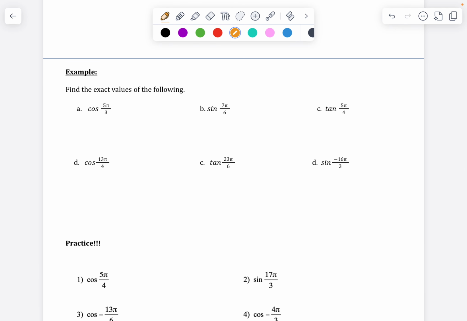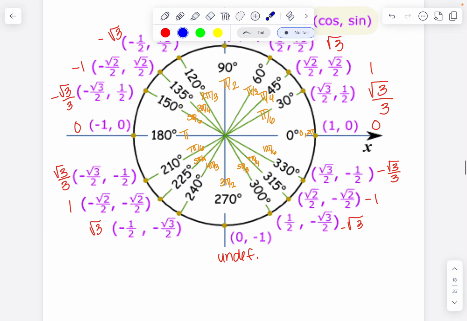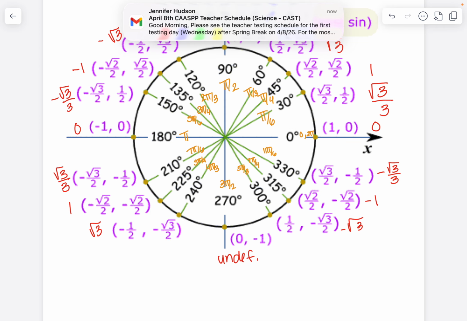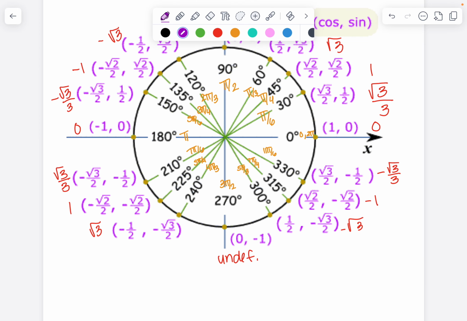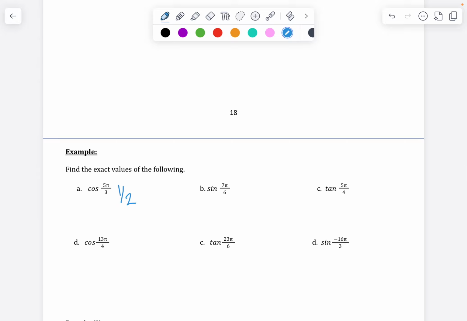Okay, last thing that we're going to do is use this unit circle to help us find some sine, cosine, and tangent values, just like we did the other day with degrees. So the very first thing that we're doing is finding cosine of 5 pi over 3. So we're going to go up to our unit circle and search for 5 pi over 3, which is right here. And we wanted our cosine value. So remember, cosine is always going to be our x, right? That's our cosine, and our y is always going to be our sine. So if we want cosine, our answer here is just 1/2.